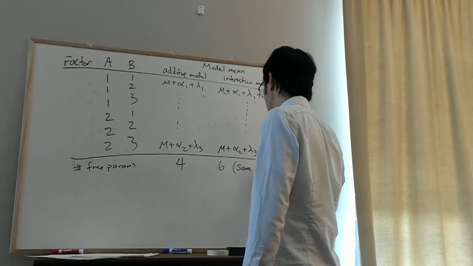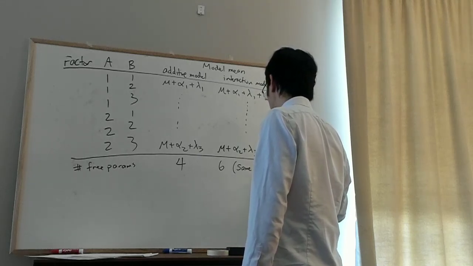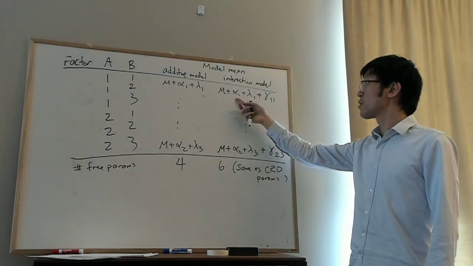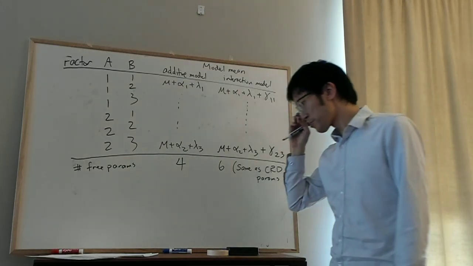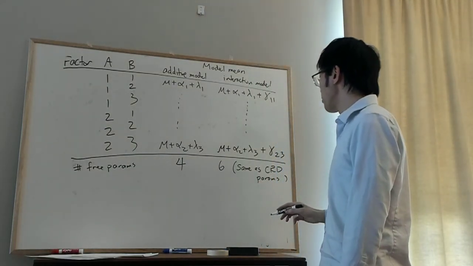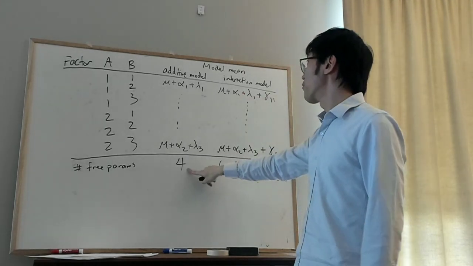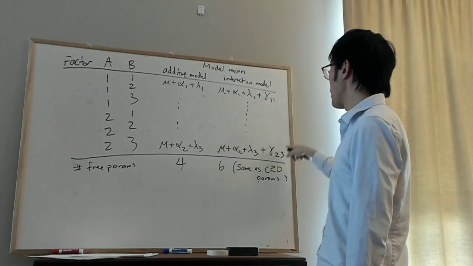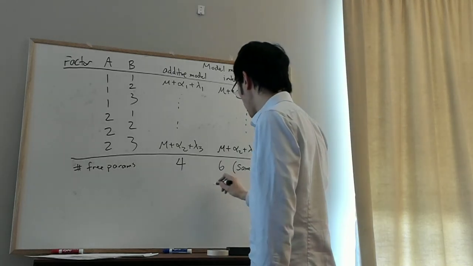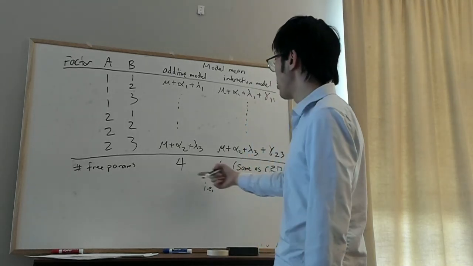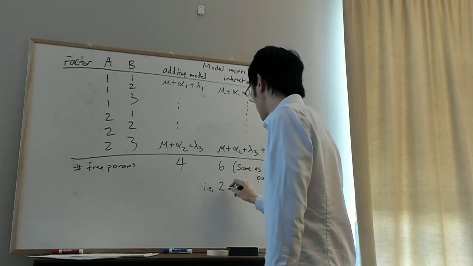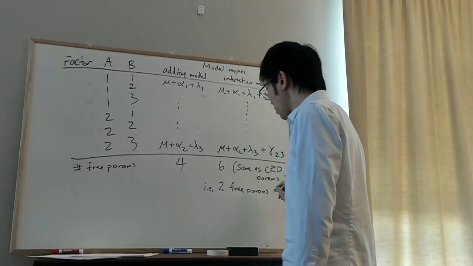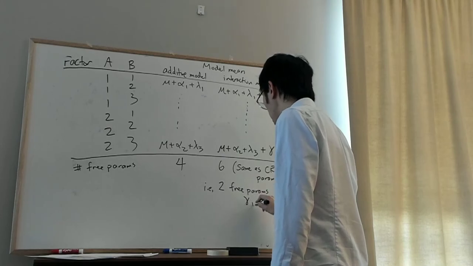It's the same as the CRD parameters. They're just re-expressed in terms of the level effects and the interaction parameters. Therefore, because we already learned there are four free parameters among the alphas and the lambdas, and there are six free parameters in total among everything, among all the gamma ij's there are two free parameters, because that's the difference.